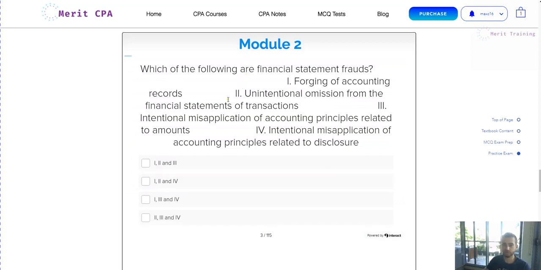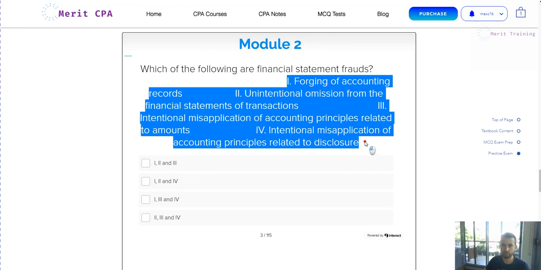Which of the following are financial statement frauds? A, forging of accounting records. B, unintentional omission from financial statement of transactions. C, intentional misapplication of accounting principles relating to amounts. Or D, intentional misapplication of accounting principles relating to disclosure. So the possible solutions are, actually, you know what we'll do is we'll just go through each of these items and we'll figure out if this is financial statement fraud or not, and then we'll just choose the corresponding answer down here.